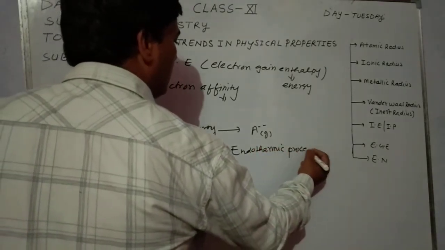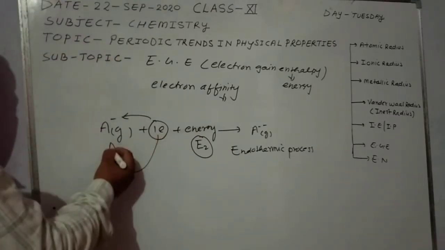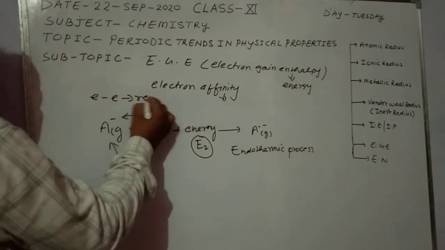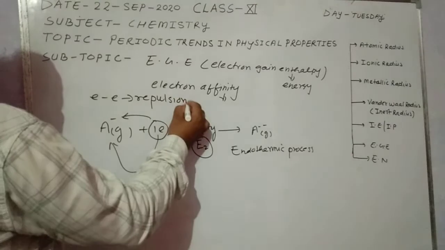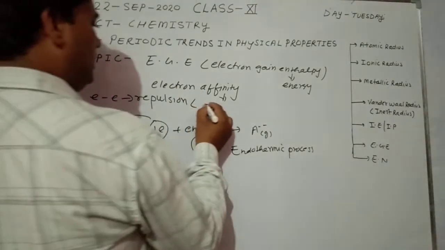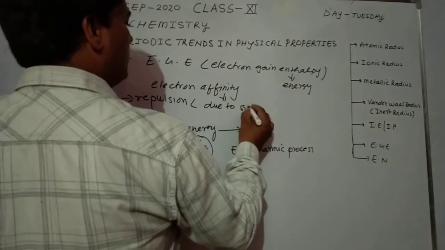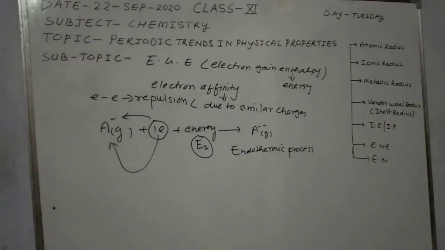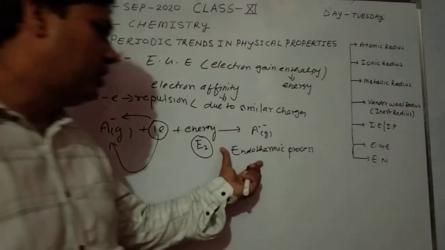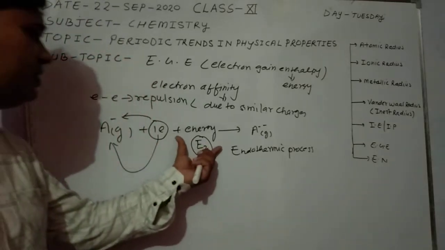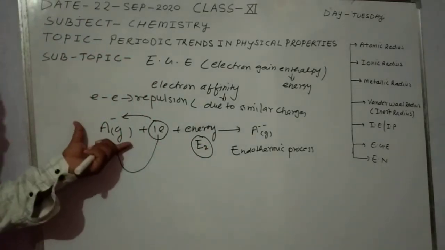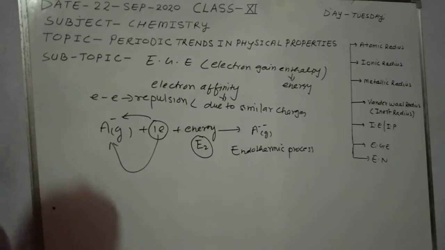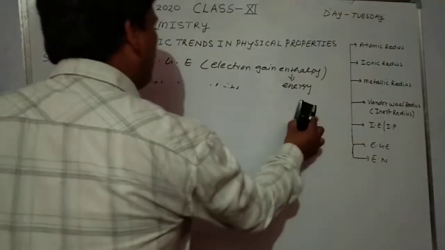Endothermic process. It is difficult to add a second electron due to electron repulsion. Why electron repulsion? Due to similar charges. So second electron gain enthalpy is endothermic. It is not exothermic, because energy is required to add an electron to a negative ion to form A minus minus gas.